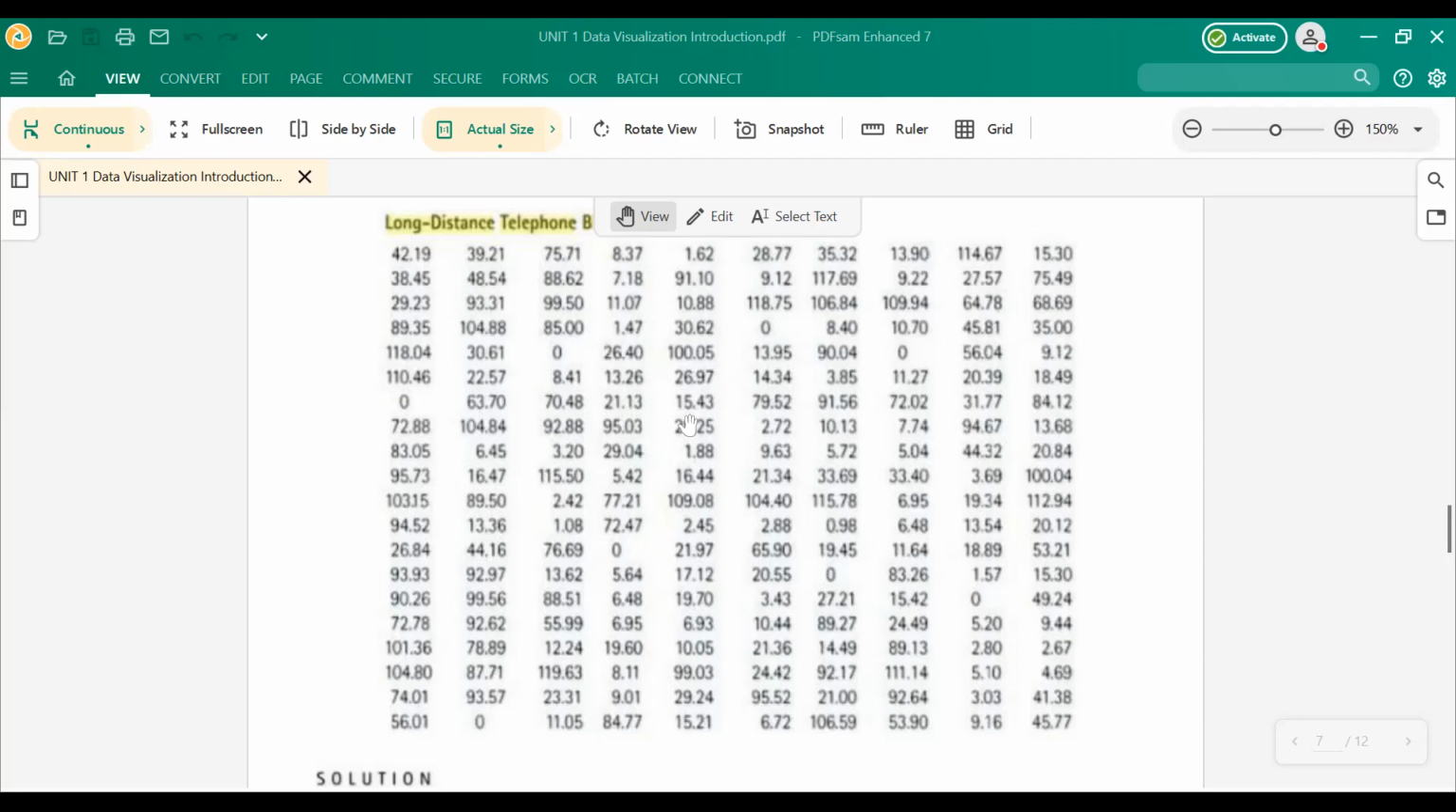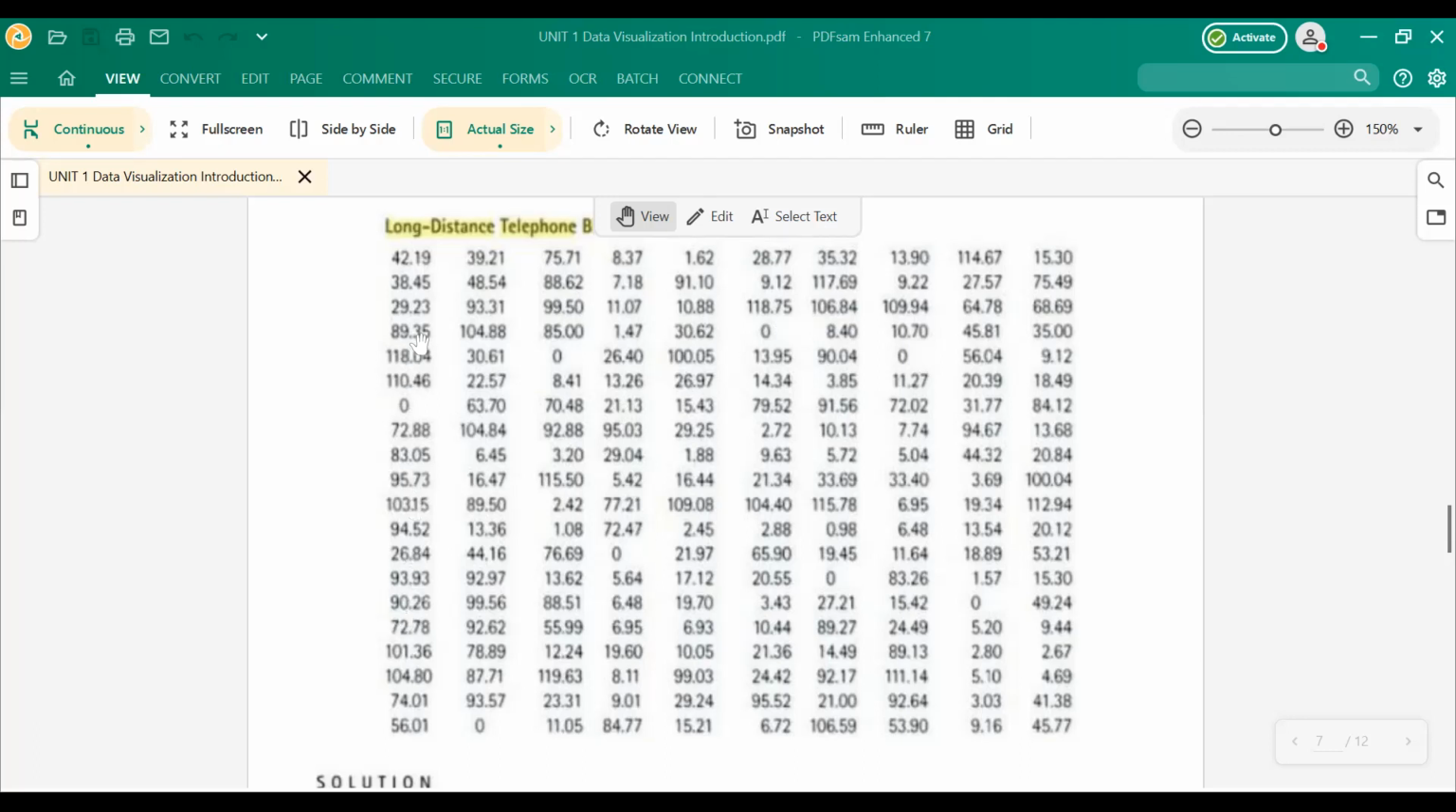True. So at max, what you can say is, okay, minimum is 0. I can see a few zeros here. Maximum is like 118, 120, maybe somewhere. There are a few 100 plus, right? That's all you can say.